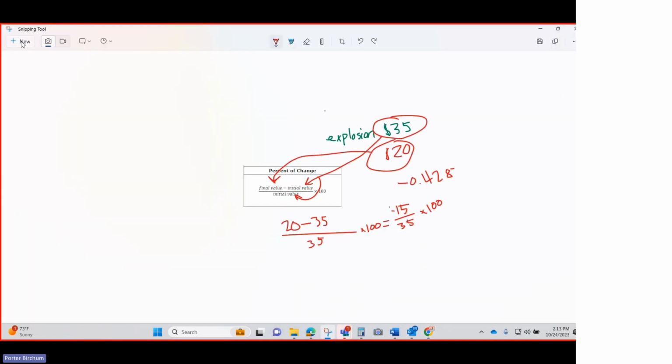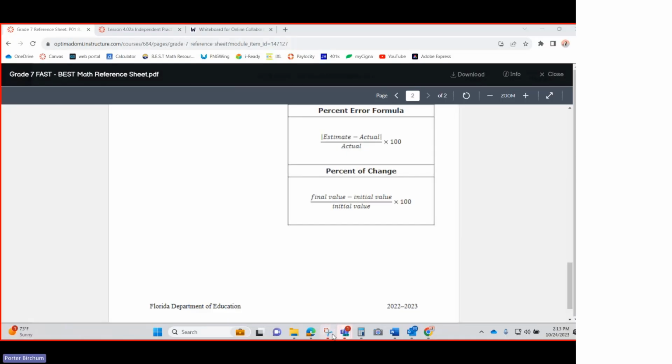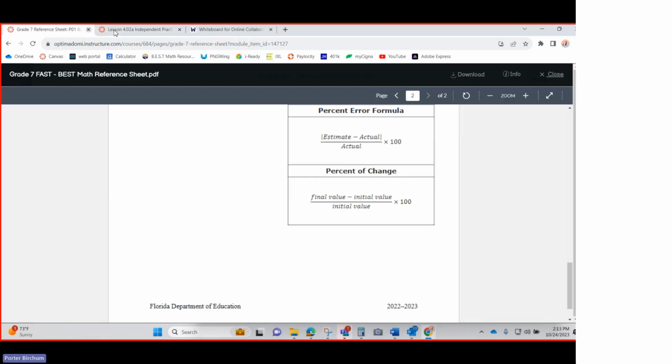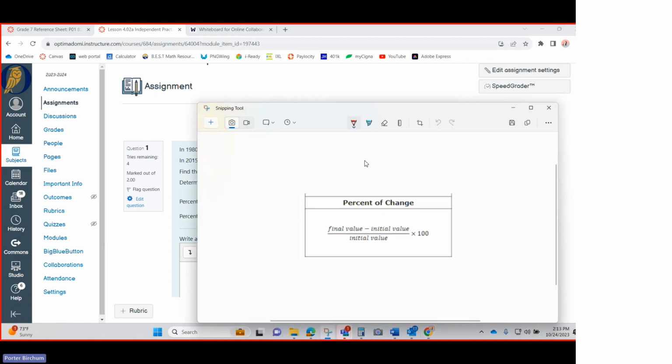I'm going to do a new snip. Get this on my percent change formula. Sweet. Okay, we are looking for the final value and initial value. So our two numbers here are 1.23 and 2.64. Initial means start. So in this story, what is the start of the story? What is the initial value? Nice, 1.23. That is the start.